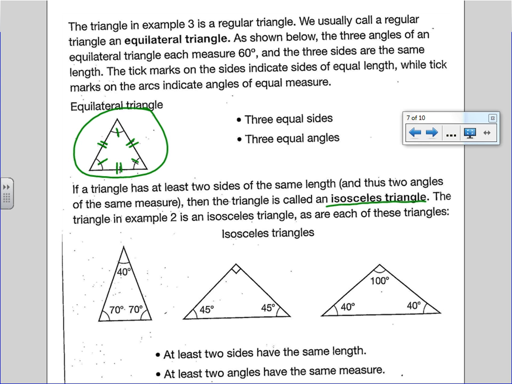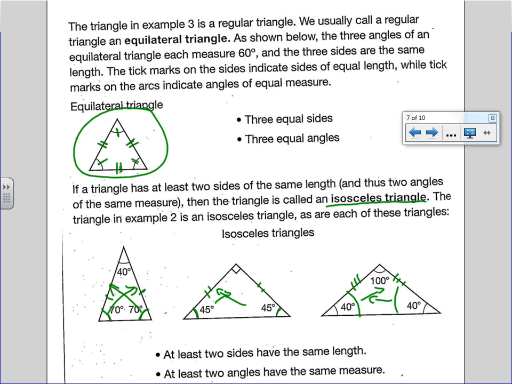We have the first one where we have 70 and 70. Those are two equal angles, which means that their sides are also equal, so we could just put tick marks there. Okay, then I have 45 and 45 being the same, so I can say that their sides are equal, so I could put tick marks to show that. And then I have 40 and 40, which means that their sides are equal, so I can put tick marks to show that.